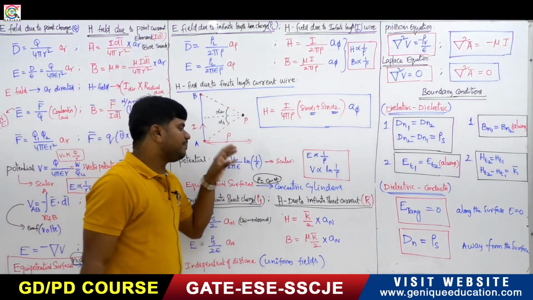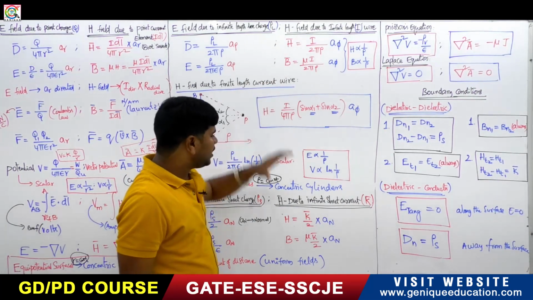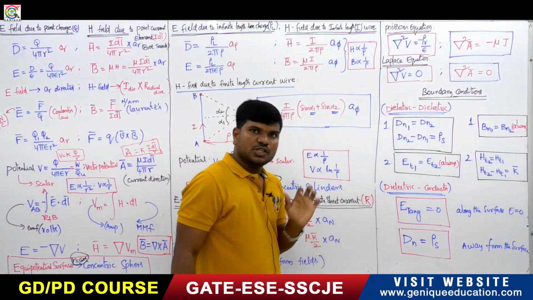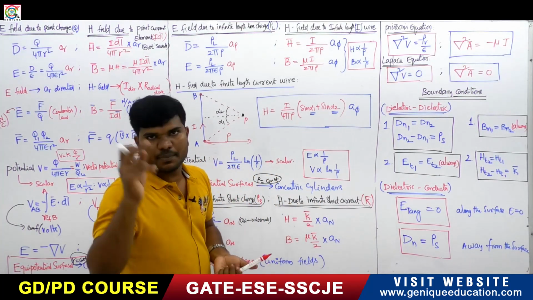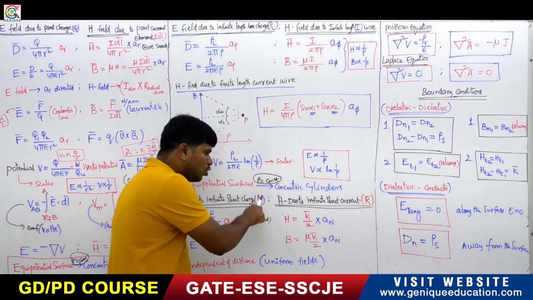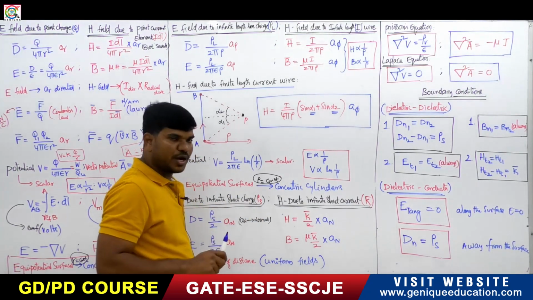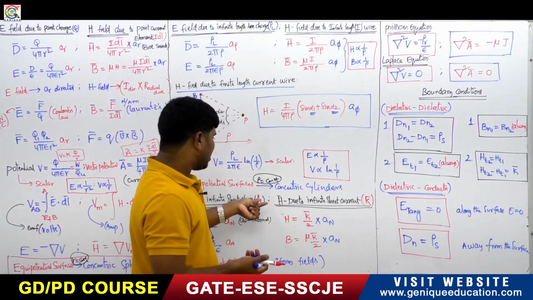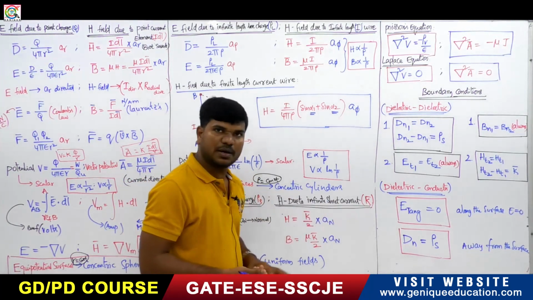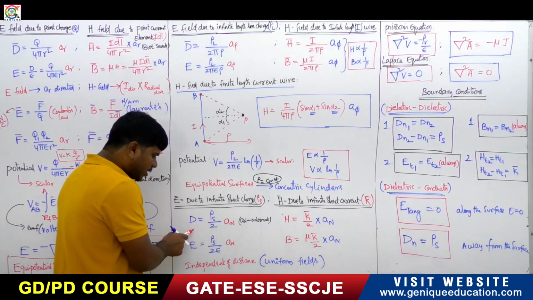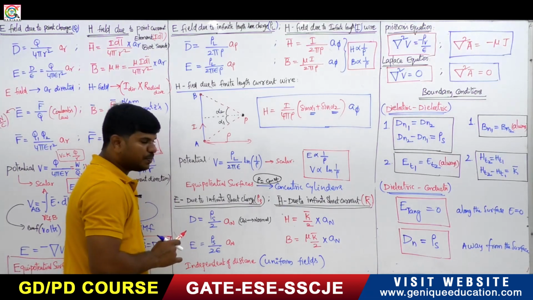Similarly, the magnetic field intensity due to the infinite sheet current is defined through K, right? K has units of ampere per meter, while rho s has units of coulomb per meter square. That is the point you have to understand, so units must be matched. Here coulomb per meter square, there ampere per meter. D has coulomb per meter square, and rho s also has coulomb per meter square.